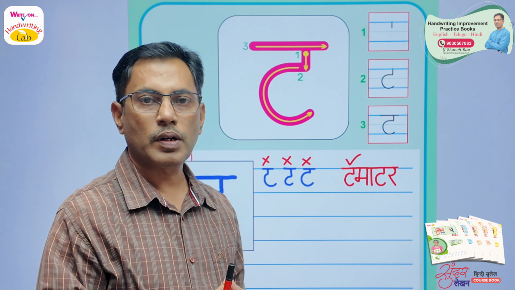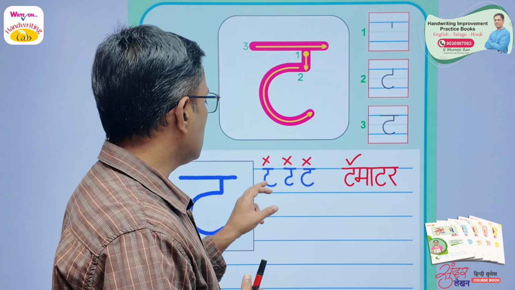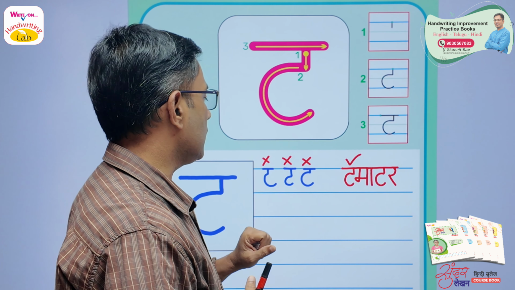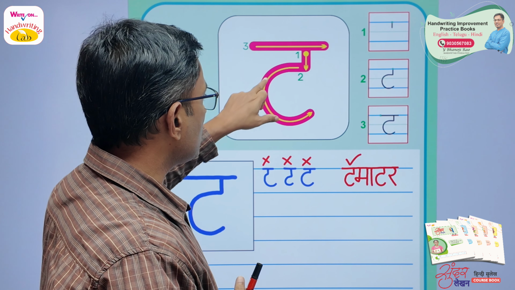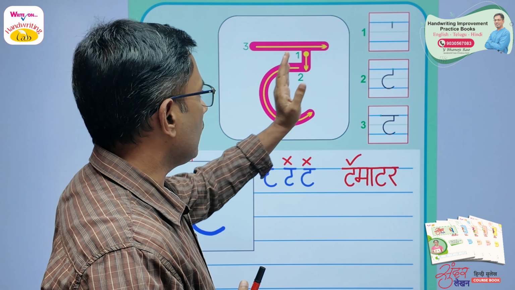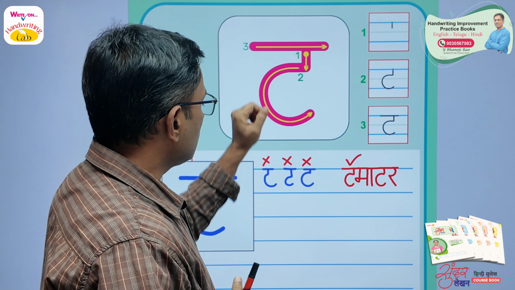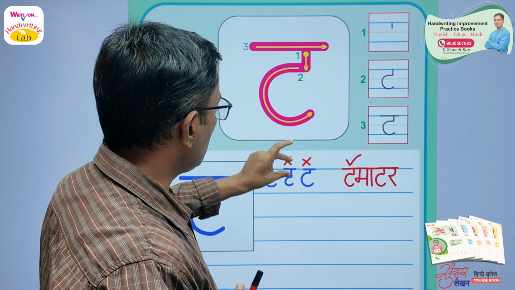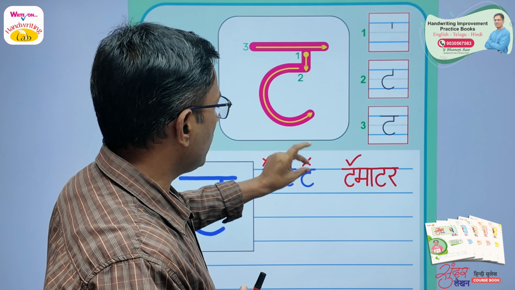Some common mistakes while writing this letter ta. In this, the curved part is going to the right side. The curved part should always be to the left from this standing line. In the second letter, the first step, the standing line is made very big, and in this it is made very small.